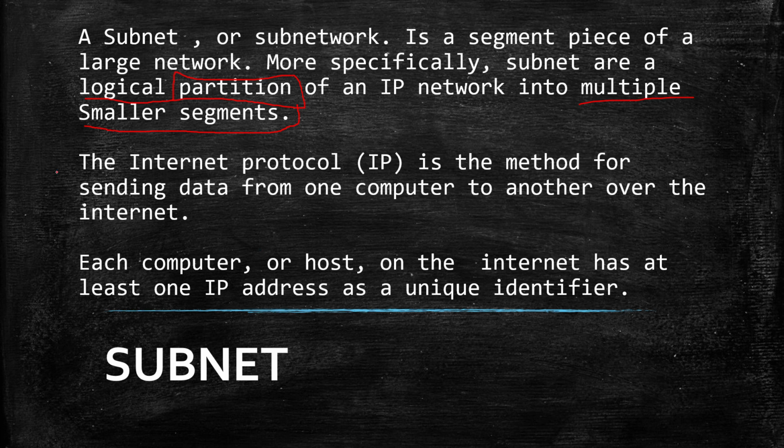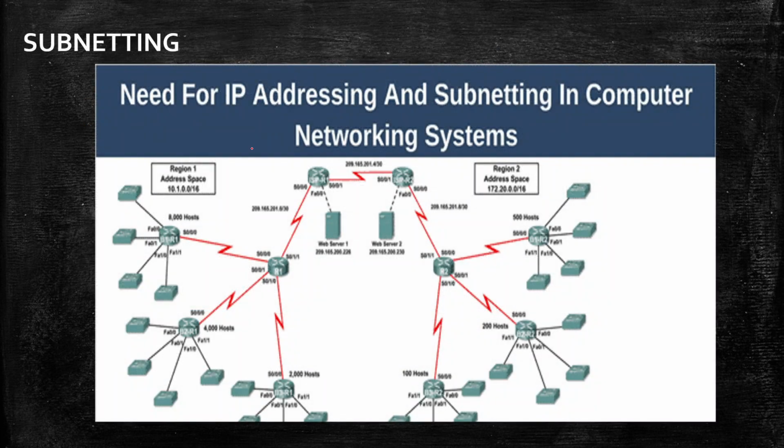The Internet Protocol, IP, is the method for sending data from one computer to another over the internet. As we saw in the last video, each computer or host on the internet has at least one IP address as a unique identifier. Come to the next part: the need for IP addressing and subnetting in computer networking. This looks a bit complicated, but the last picture is simply easy, and I am making it simple.